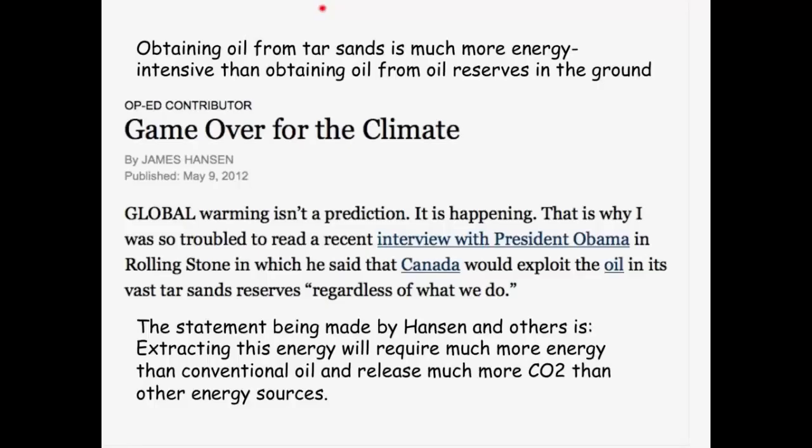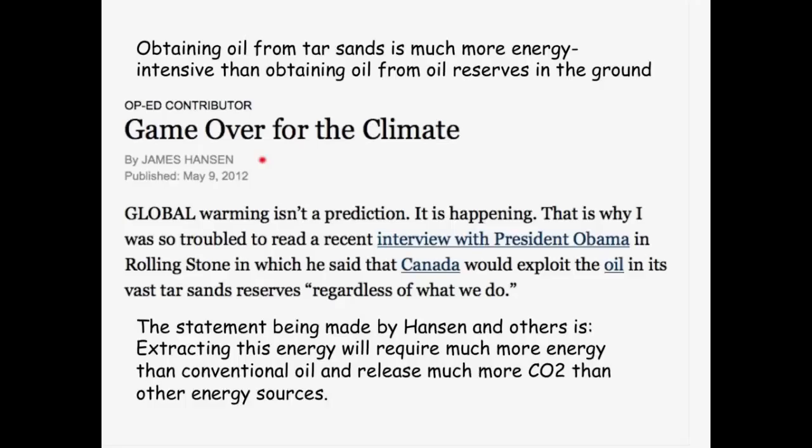And one of the statements that's made is that obtaining oil from tar sands is much more energy intensive than obtaining oil from oil reserves in the ground, liquid petroleum reserves in the ground. And there have been a series of editorials and op-ed pieces. Here's one that showed up in the New York Times last week: game over for the climate. I think that's a pretty strong statement, and this is a scientist, James Hansen, who makes it. Global warming isn't a prediction, it is happening. That is why I was so troubled to read a recent interview with President Obama in Rolling Stone, in which he said that Canada would exploit the oil in its vast tar sands reserves regardless of what we do.